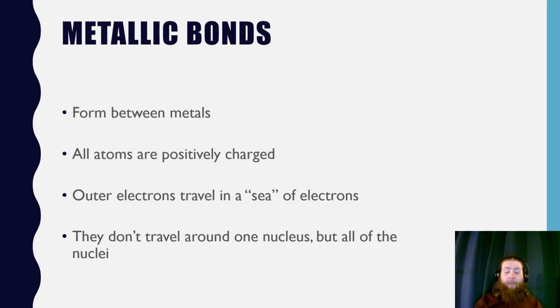Metallic bonds form specifically between metals, and all the atoms are positively charged. Now, instead of electrons binding to other atoms, they travel in a sea of electrons around the outside of this positively charged mass. So instead of normally where an electron would go around one nucleus, these metallic electrons are going around all of the nuclei.